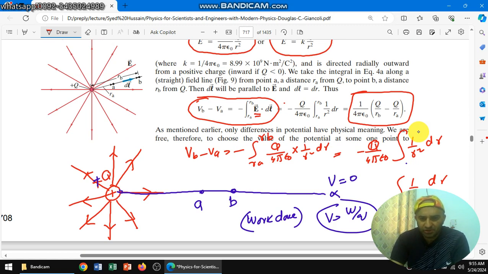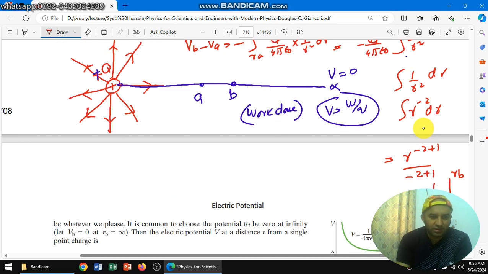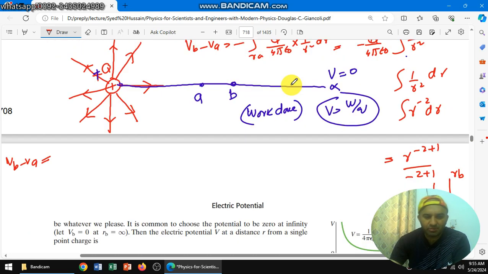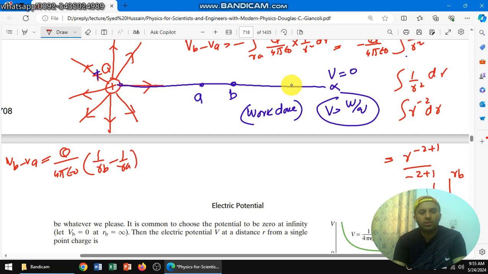So when we put this formula, instead of this value we put 1 over RB minus RA, we are left with VB minus VA is equal to K over 4 pi epsilon naught times (1 over RB minus 1 over RA). Okay, so suppose our point B is taken as infinity.